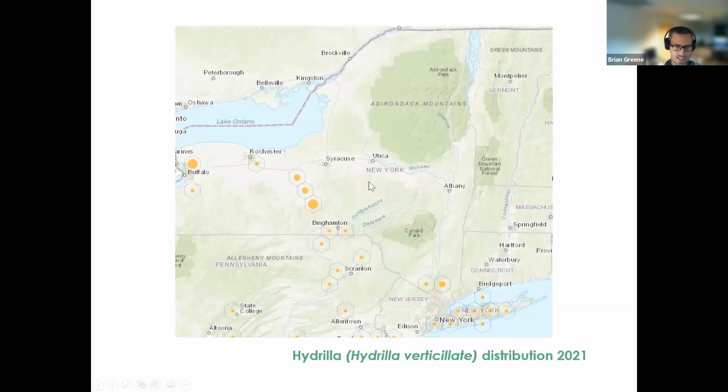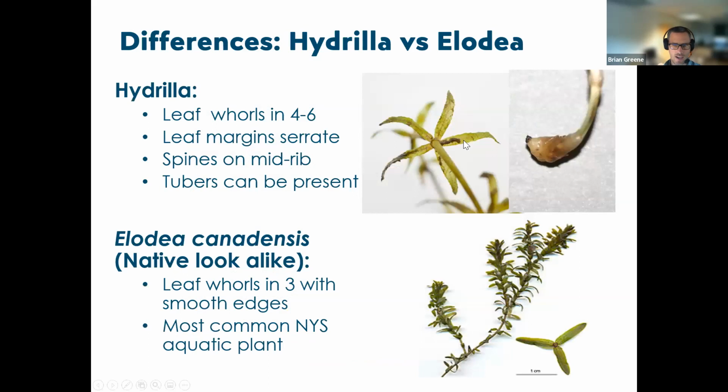It is in the Finger Lakes, in the Buffalo Niagara River, in the Susquehanna, down in Long Island and Pennsylvania. So we want to make sure that it doesn't come here. Part of that is to really try to be able to identify it. The key characteristics for hydrilla is that it has leaves in whorls of 4 to 6. And once again, it has little serrations and tiny spines on the midrib.